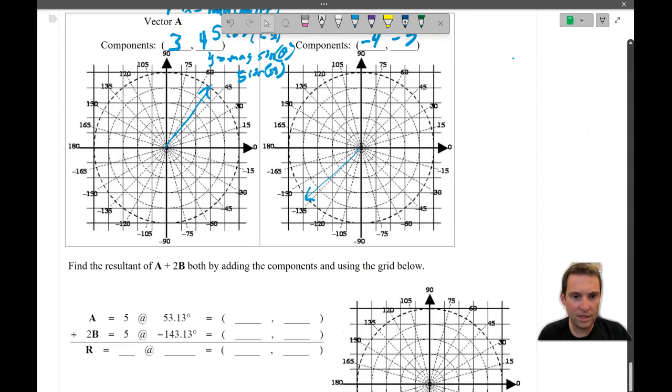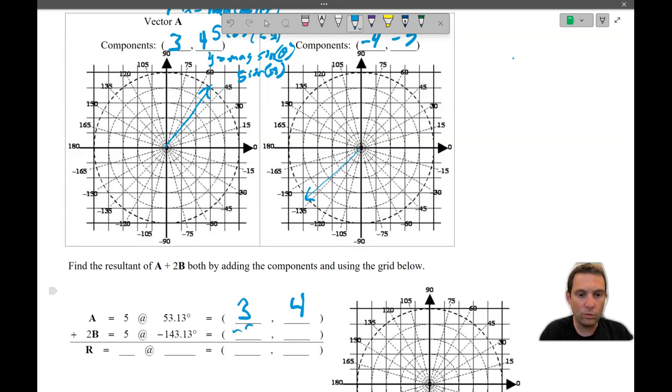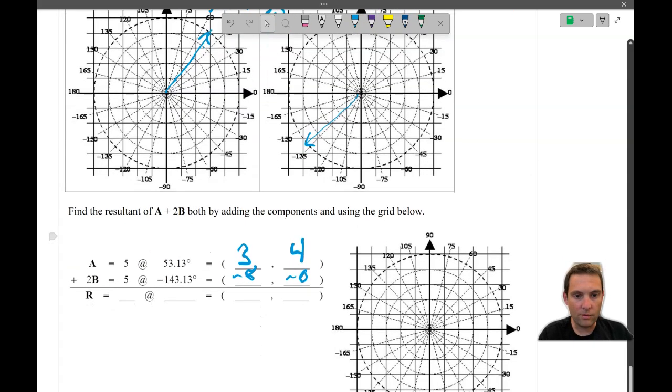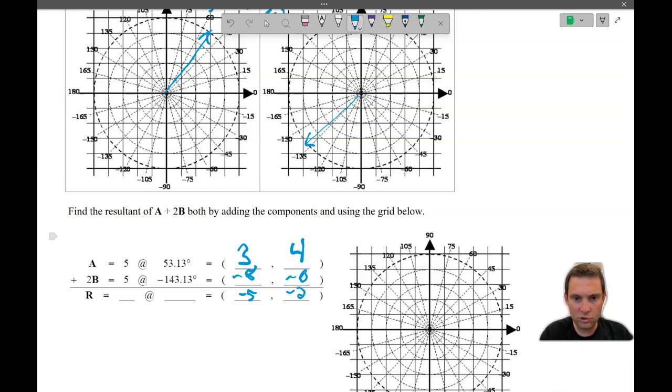Find the resultant of A and 2B by adding the components and using the grid below. So A was 3 and 4. 2B is going to be negative 8 and negative 6. It's twice the components. So our resultant is going to be negative 5 on the x, and then negative 2.